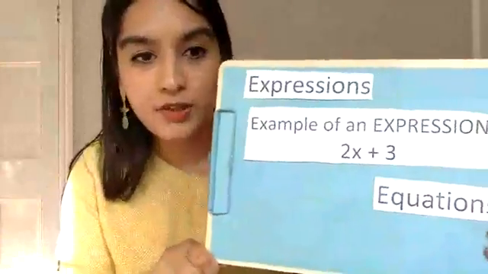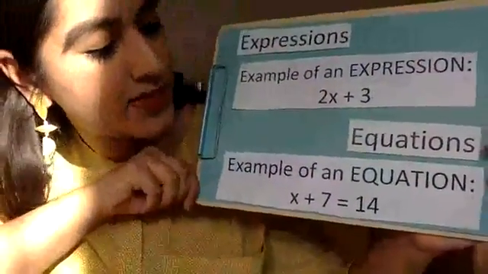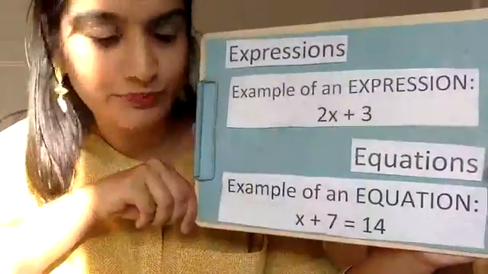But the key difference between an expression and an equation is the equal sign. You see, an expression does not contain an equal sign, whereas an equation does. And it's really important to remember that little fact, because depending on whether you are dealing with an expression or an equation within a question, the question will be completely different. So it's important to have an understanding of that key difference. So let's have a look at an example of both of these. An example of an expression can be something like 2x plus 3. And an example of an equation, considering the equal sign, can be x plus 7 is equal to 14.